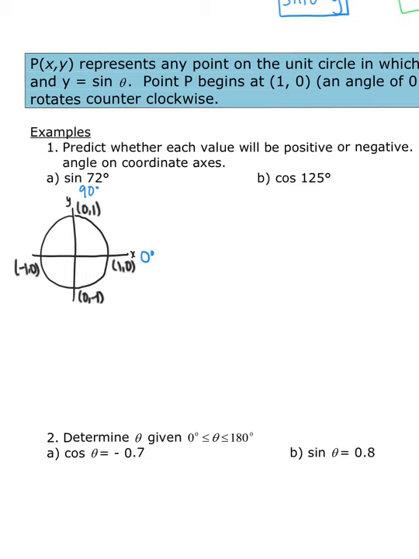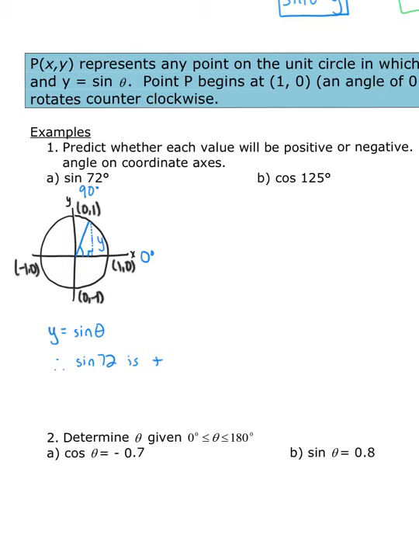So then from the origin, you draw a line up that's 72 degrees from the positive x-axis. And then just draw that triangle down, drop it to the x-axis, and draw the right angle triangle. So this question asks, what sign is it, positive or negative? Well, we know that sine of our angle is y. So therefore here the y is positive. So sine of 72 we know is going to be positive.